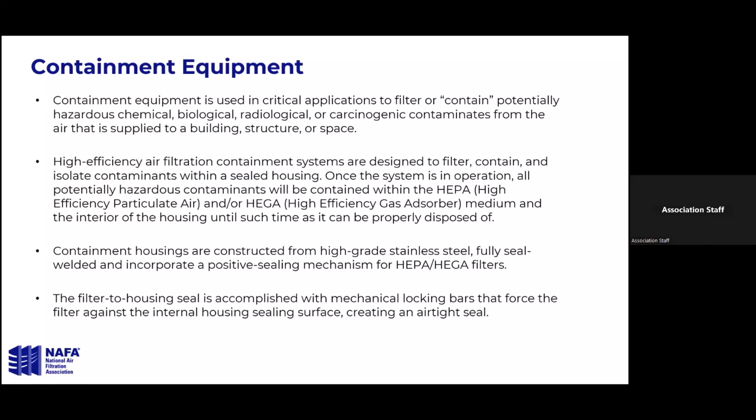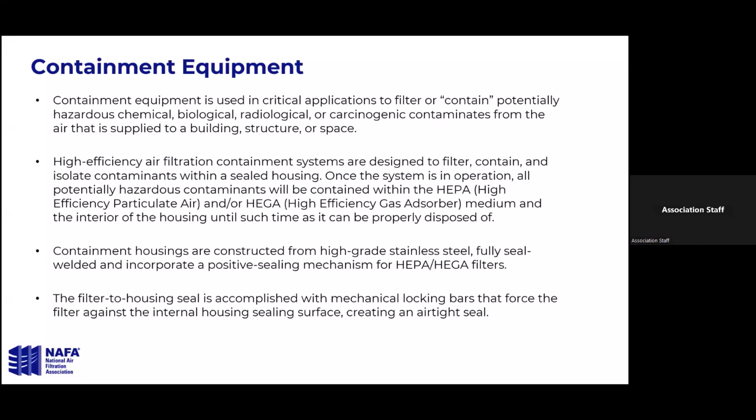So they're going to be going through a filter. That filter is going to catch it. It's going to contain it inside that housing, and it's going to isolate it in that sealed housing from any of your maintenance personnel that are going to be tasked with doing change outs and just from the surrounding environment in general. So once it's in operation, it's going to be contained by either using a HEPA filter, so a high efficiency particulate air filter, and/or a HEGA filter, so a high efficiency gas absorber, and the interior of the housing until such time as it can be properly disposed of in that bag in, bag out process I mentioned earlier.